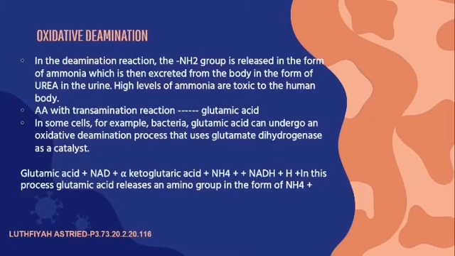In some cells, for example bacteria, glutamic acid can undergo an oxidative deamination process that uses glutamate dehydrogenase as a catalyst. Glutamic acid plus NAD+ yields alpha-ketoglutaric acid plus NH4+ plus NADH plus H+. In this process, glutamic acid releases an amino group in the form of NH4.